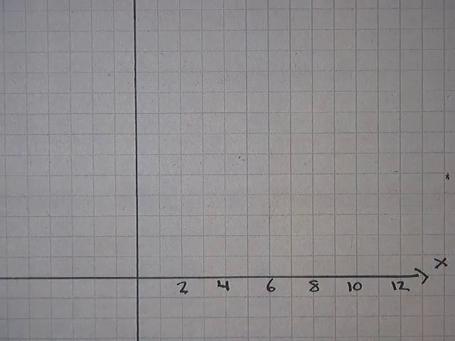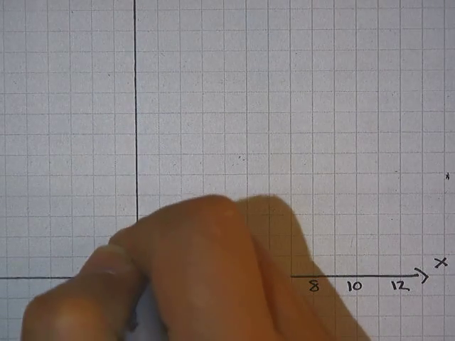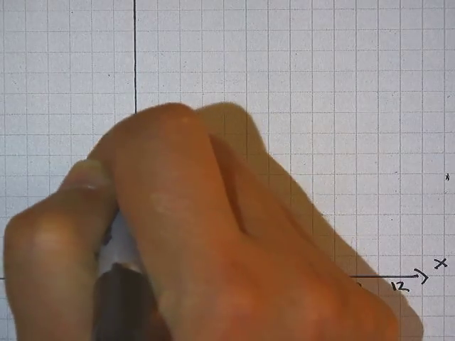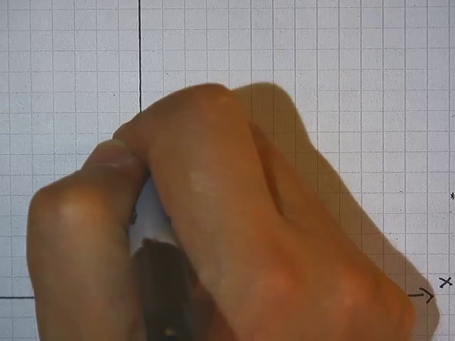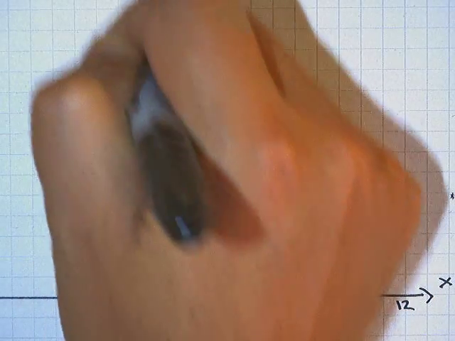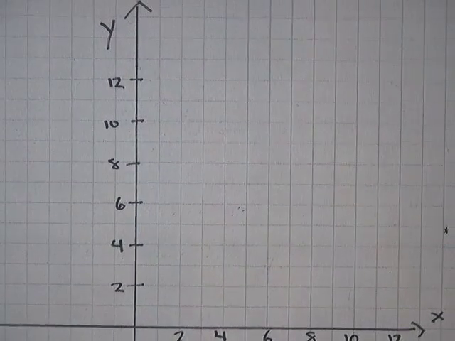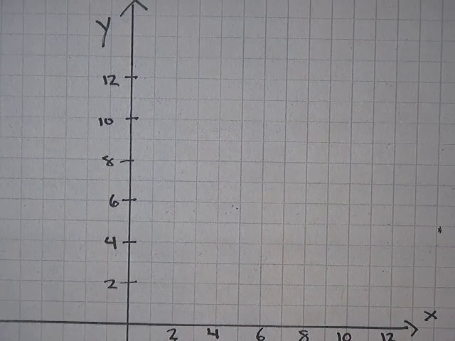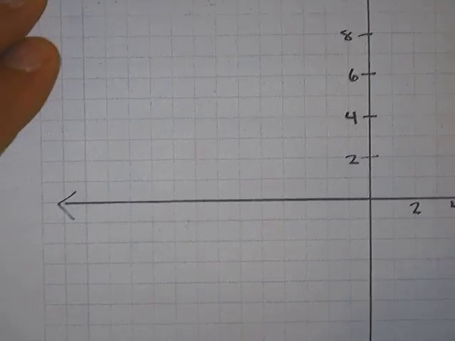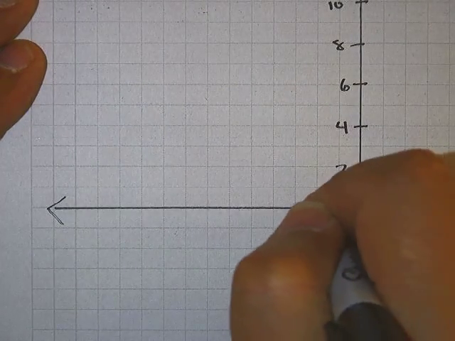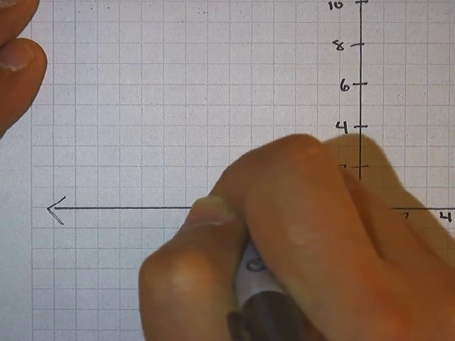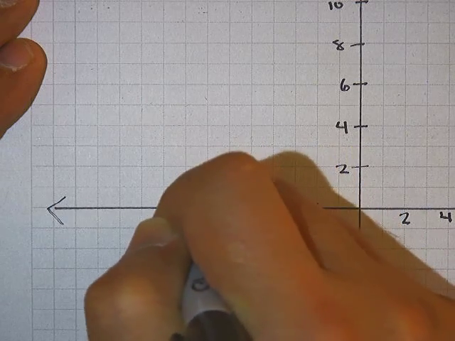But I do think we should just go by ones, and let's go to 12, okay? And then when we go up, let's go to 12 also. So here's 1, 2, and this is our y. And then we'll do the same thing, the negatives and the negatives, and so forth to the left here. So our negatives to the left.